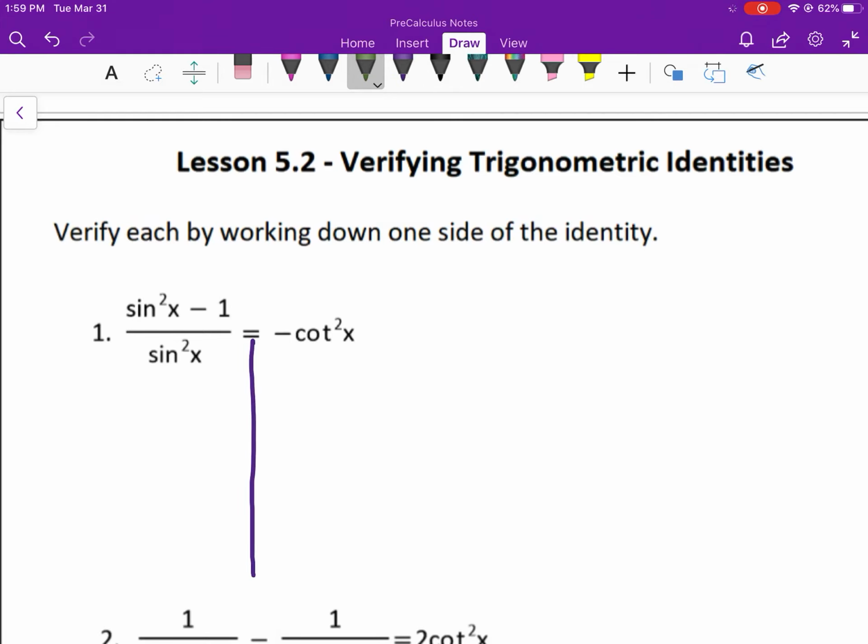Sine squared minus 1 is the same as negative cosine squared x. So I took this right here out and I replaced it with negative cosine squared x using a Pythagorean identity. We know that cosine over sine is cotangent, so this one is finished.